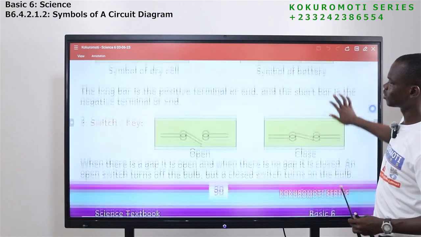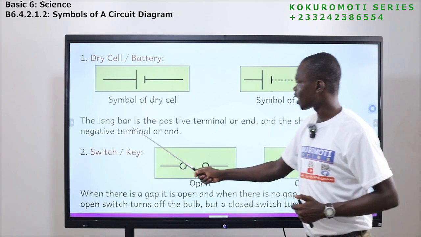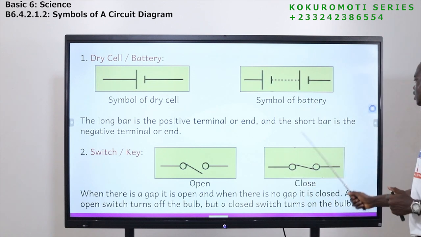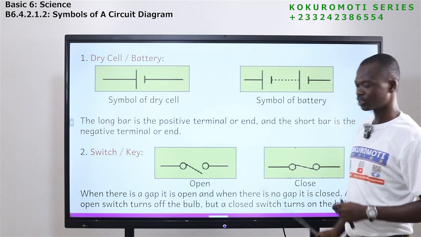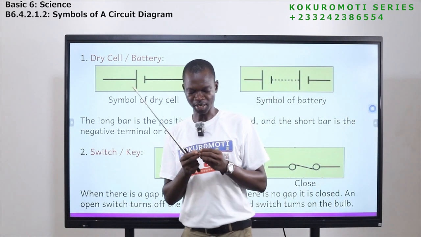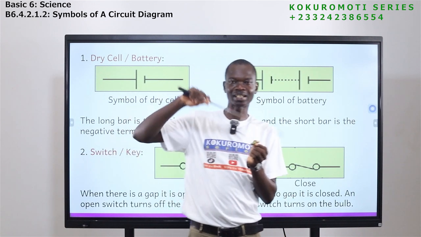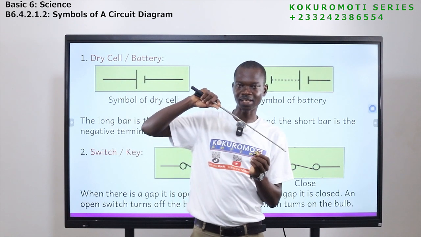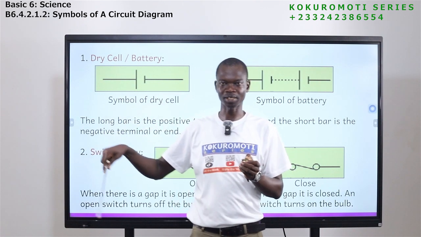Okay, let's look at what we have here. The long bar is the positive terminal or end, and the short bar is the negative terminal or end. So you see, batteries have positive and negative. This is a battery. There is plus at one side and negative at the other side. Where we have the plus is the positive terminal, where we have the minus is the negative terminal.